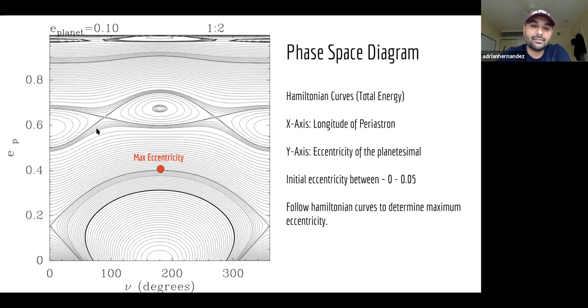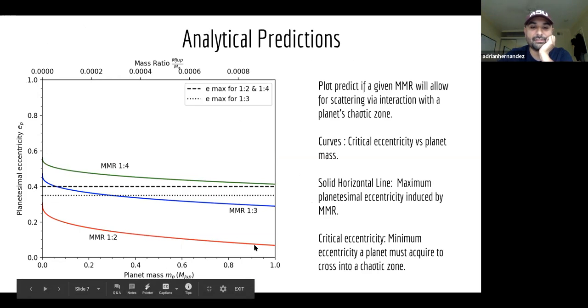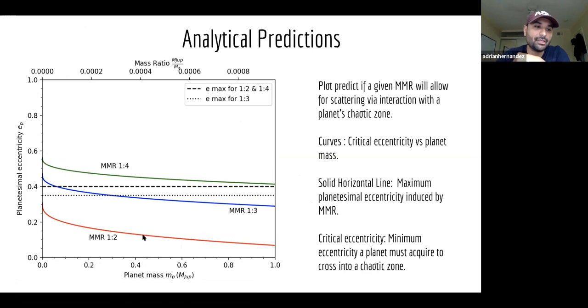So you can see here in the case of 1 to 2, a planetesimal can reach a maximum eccentricity of about 0.4. And we use this in our analytical predictions coming up here. So what I did was, in Python, I plotted the critical eccentricities as a function of the planet mass. And these critical eccentricities are the eccentricities needed such that the periastron of the planet will decrease far enough to enter the chaotic zone of the planet.